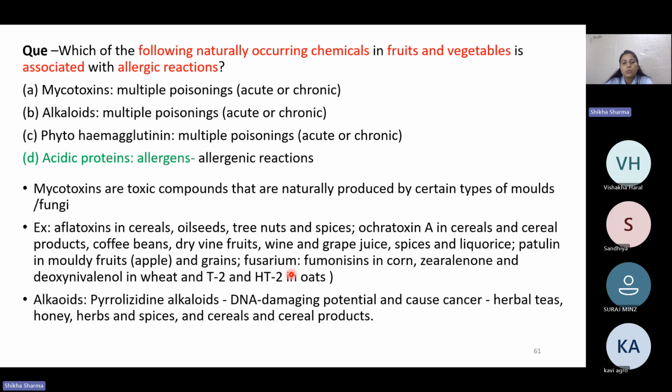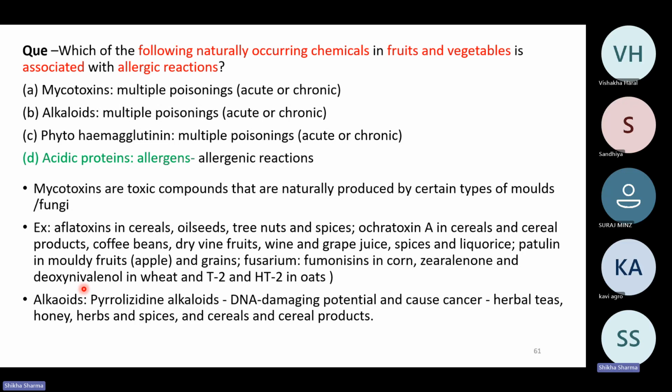And fourth is Fusarium species. Fumonisins are toxins produced by this kind of species, and they are found in corn. Another toxin is zearalenone, and deoxynivalenol is found in wheat products. Other toxins like T-2 and HT-2 are found in oats.